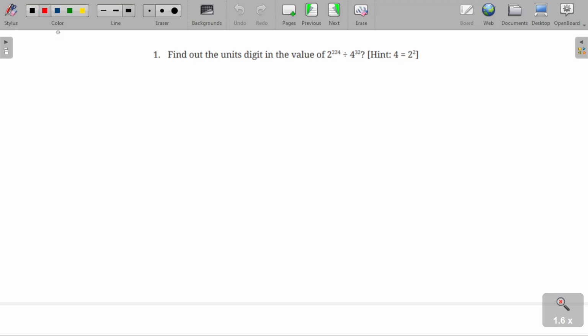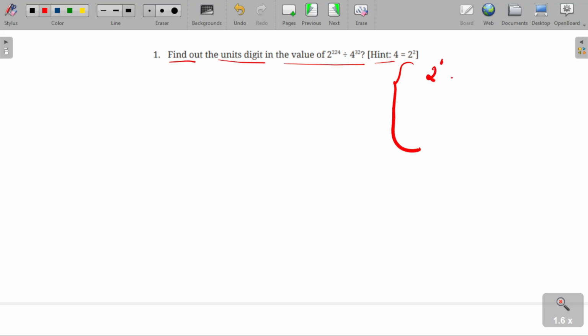Let's start with the first question: find out the units digit in the value of this. For this I just want to tell you one thing that you need to remember: just figure out the pattern here.